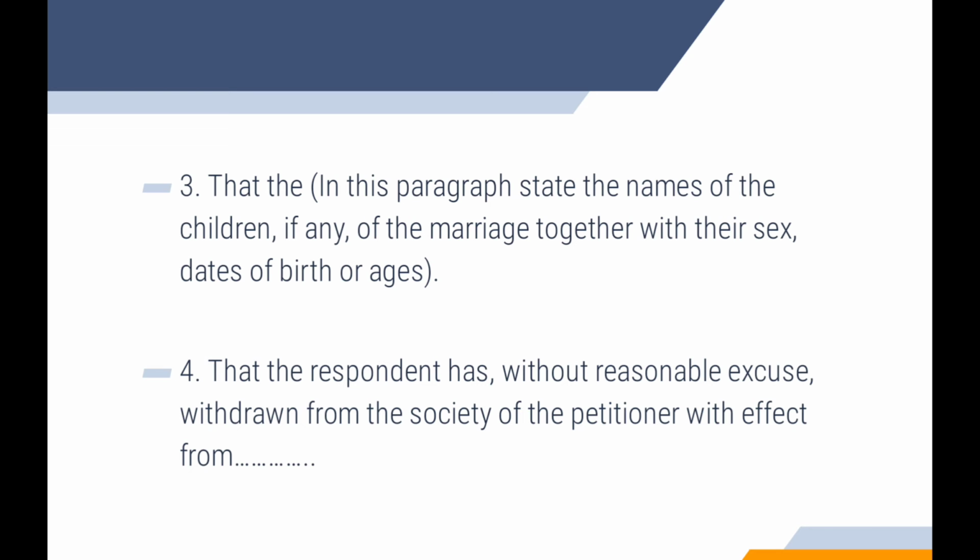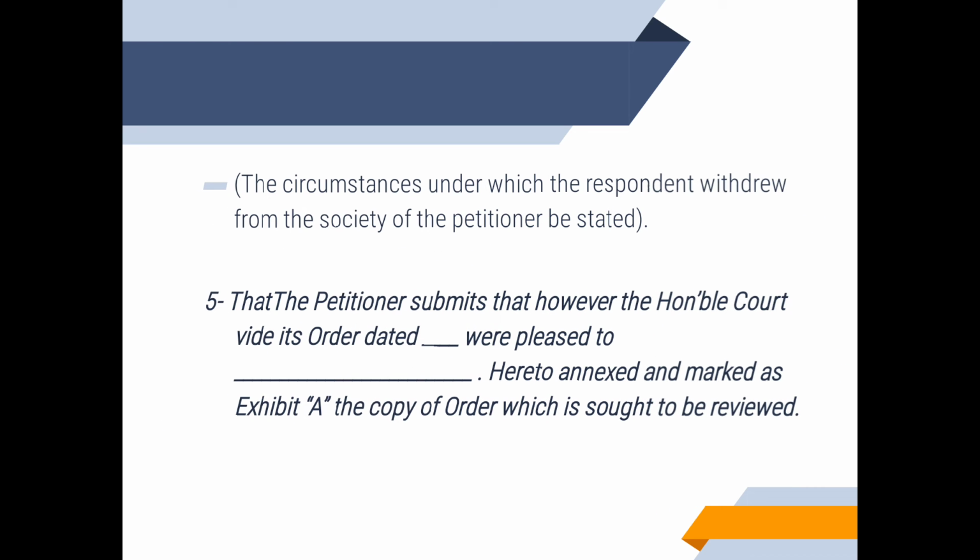Then you can explain that the respondent has, without reasonable excuse, withdrawn from the society of the petitioner with effect from so and so date. And actually the example which I have taken is related to restitution of conjugal rights. Suppose the application for restitution of conjugal rights has not been decreed in favor of the plaintiff in the previous case, then he has filed a review petition. I have taken the example of that.